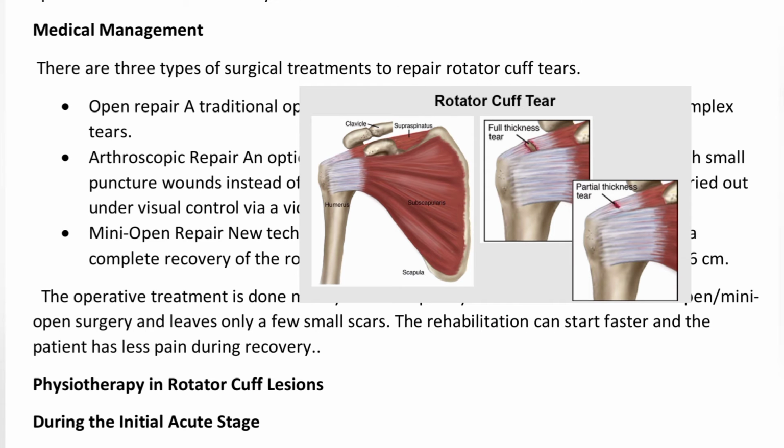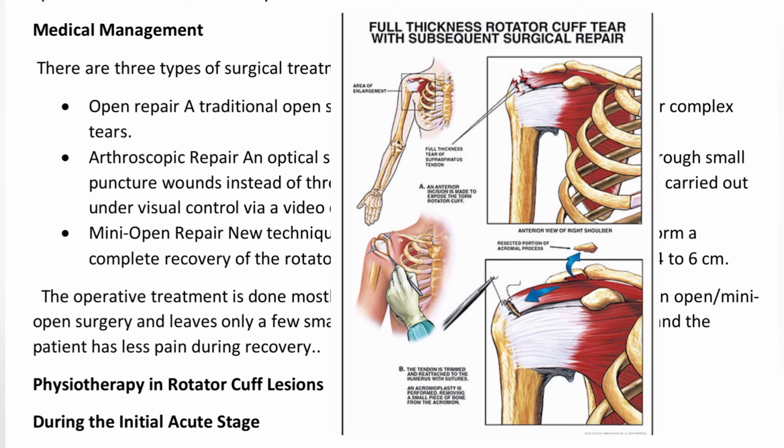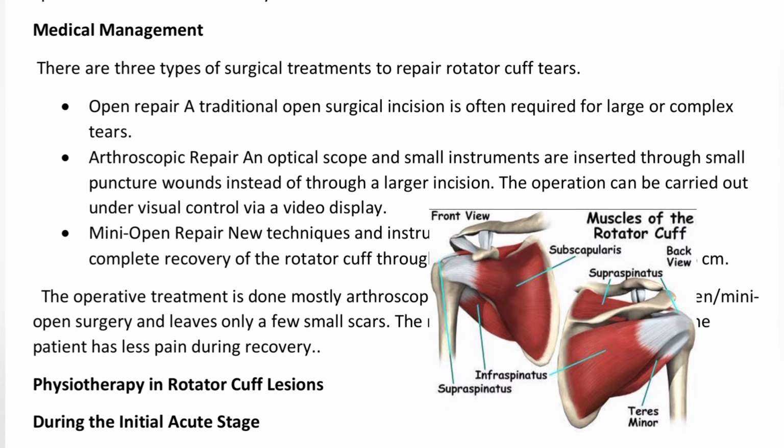There are three types of surgical treatment to repair the rotator cuff. Number one is open repair. A traditional open surgical incision is often required for large or complex tears. Arthroscopic repair: an optical scope and small instruments are inserted through small puncture wounds instead of through a large incision. The operation can be carried out under visual control via video display.